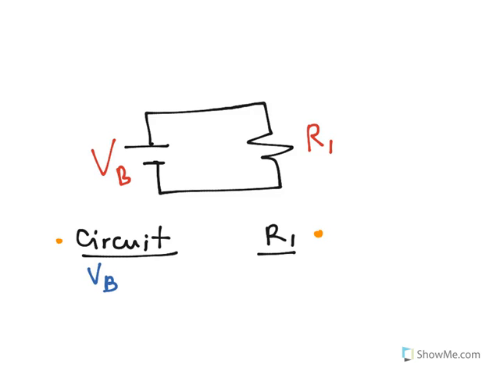Now, for the resistor, we can see that since there's only one resistor, it's the only thing that's going to provide a voltage drop. And since the voltage needs to be VB for the entire circuit, we can determine that the voltage drop across R1 is also VB.